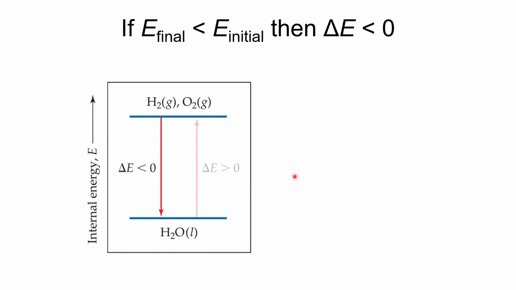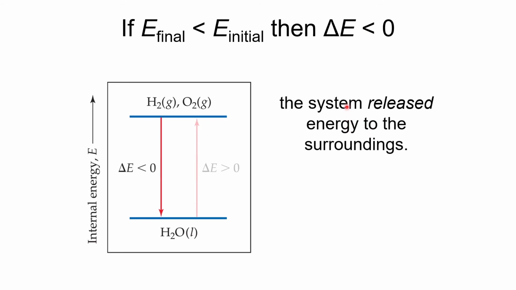If we have the reverse case, where hydrogen and oxygen come together to make water, that is going to release energy. The final energy of our system will be less than the initial energy, so when we do final minus initial, we're going to get a negative value. In this case, we say that the system released energy into the surroundings. Typically, that energy is released in the form of heat, but sometimes it can be released in the form of work. We'll distinguish between those in just a minute.